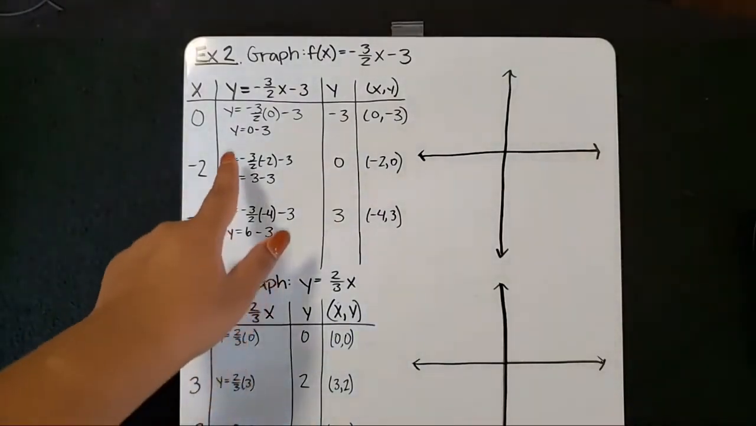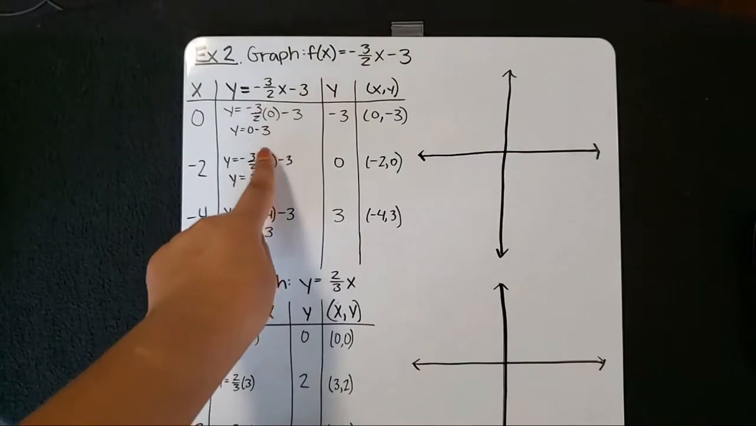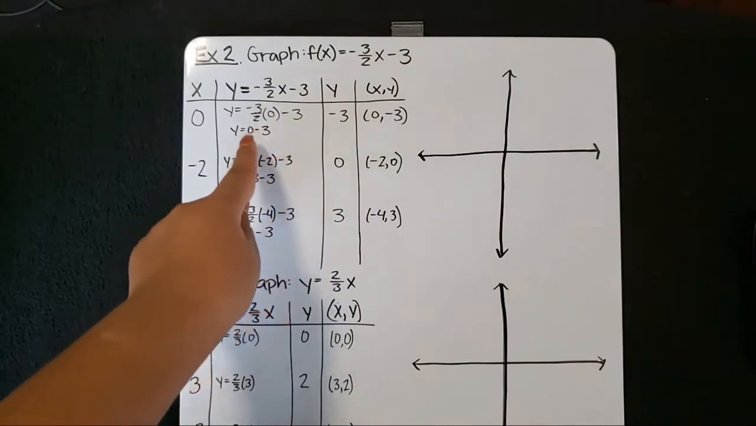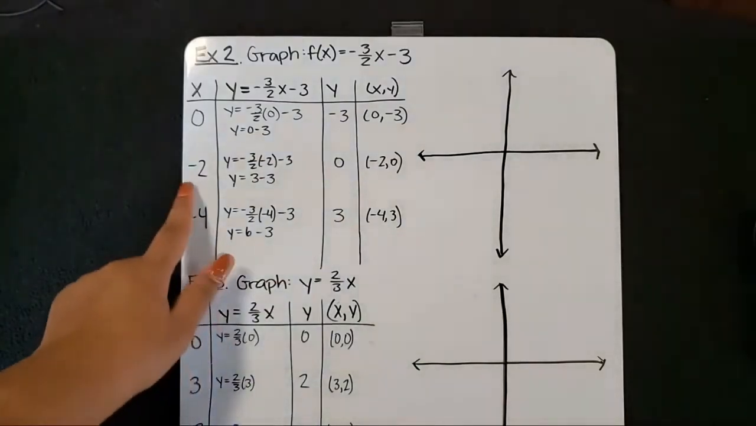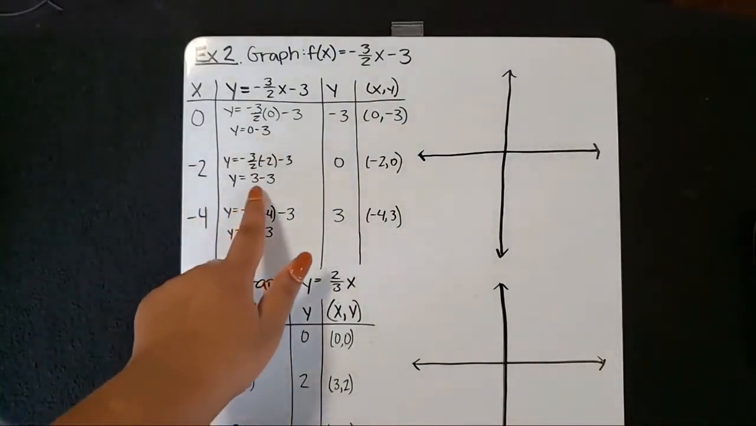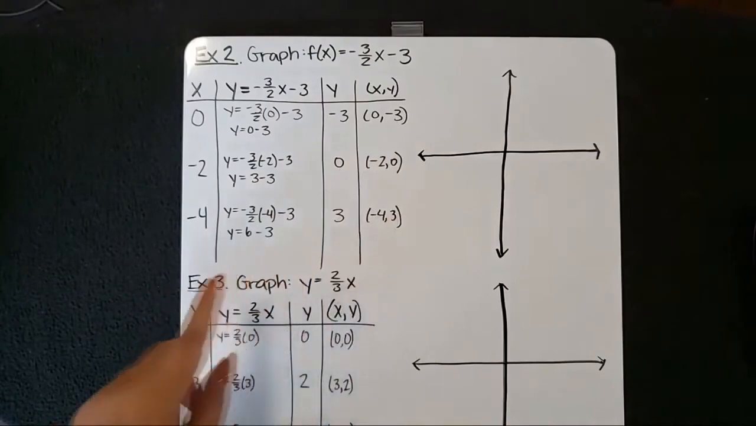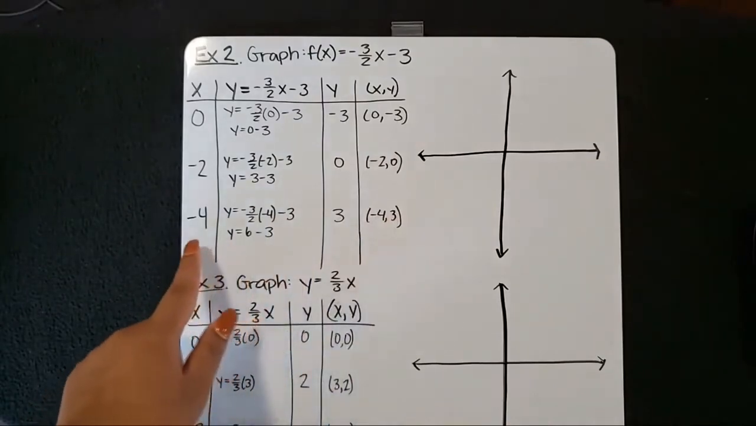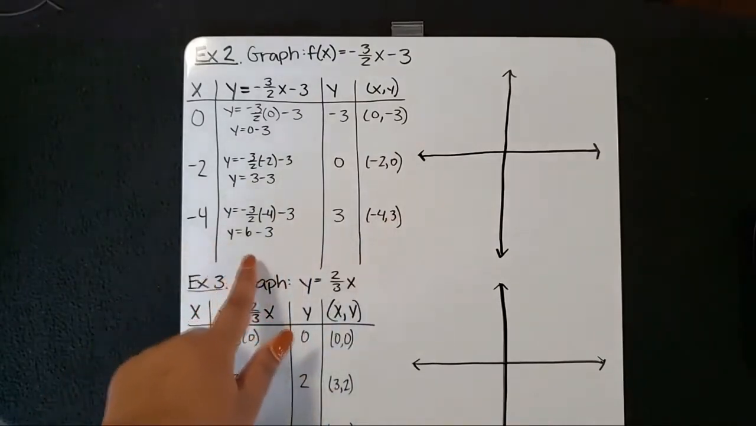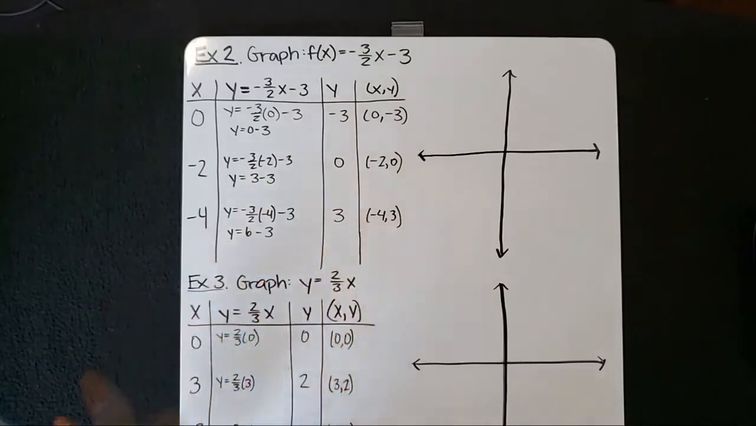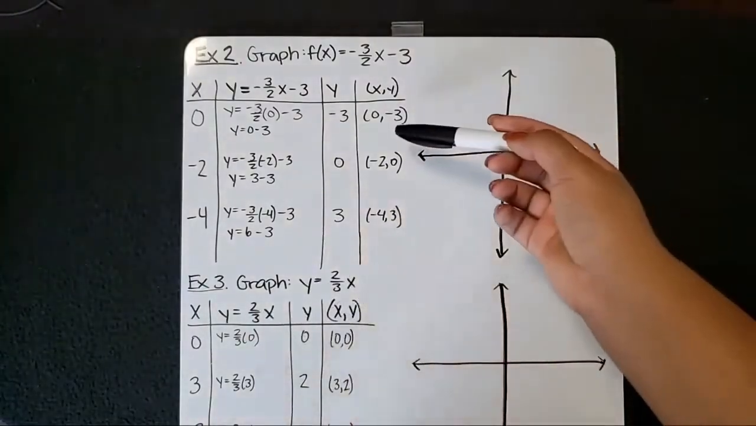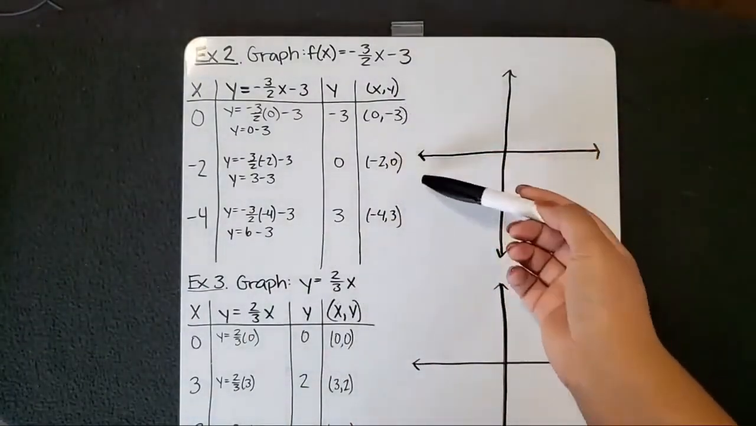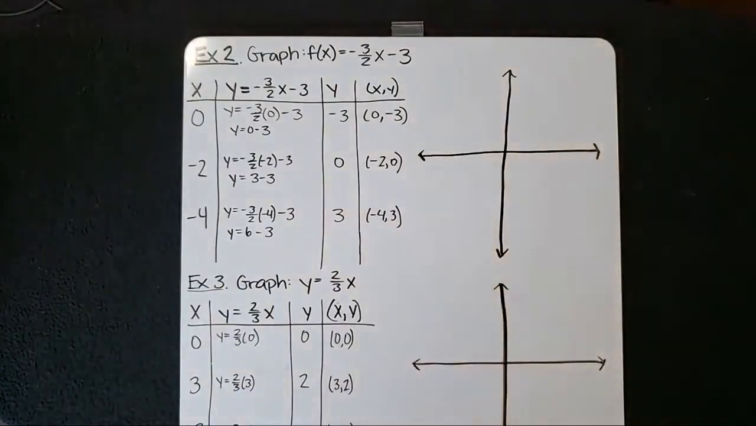When we plug the 0 in to our function, we get 0 minus 3, which is just -3. If we plug that -2 in, we get 3 minus 3, which is 0. And if we plug that -4 in, we get 6 minus 3, which is 3. So our 3 points are 0, -3, -2, 0, and -4, 3.